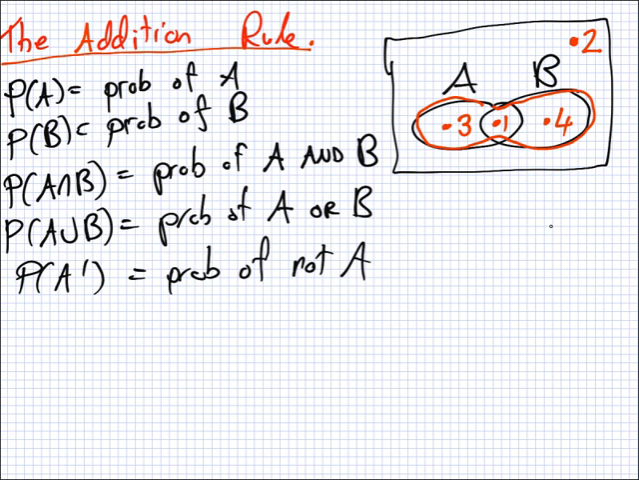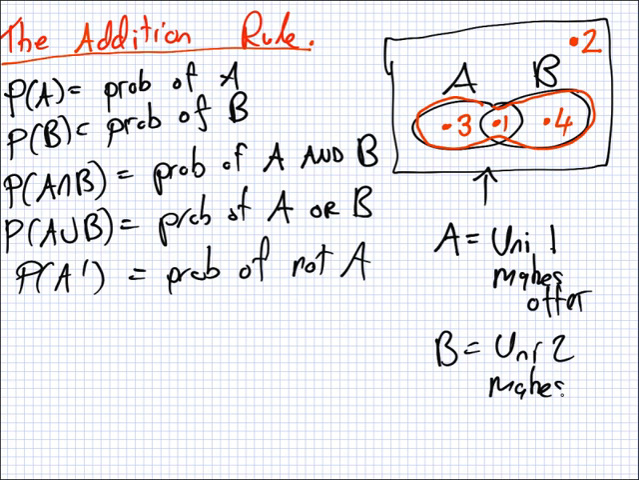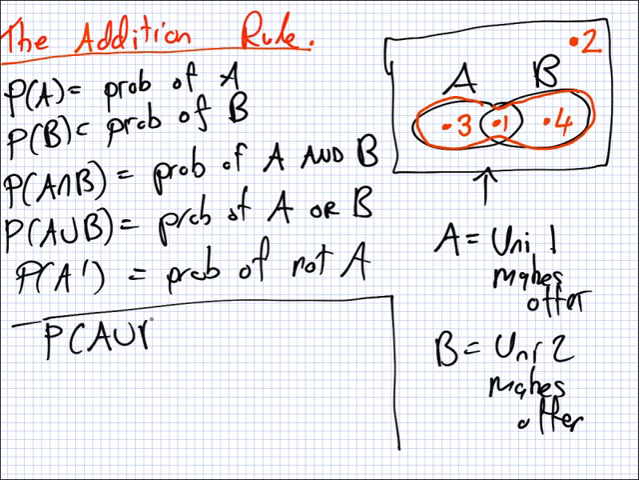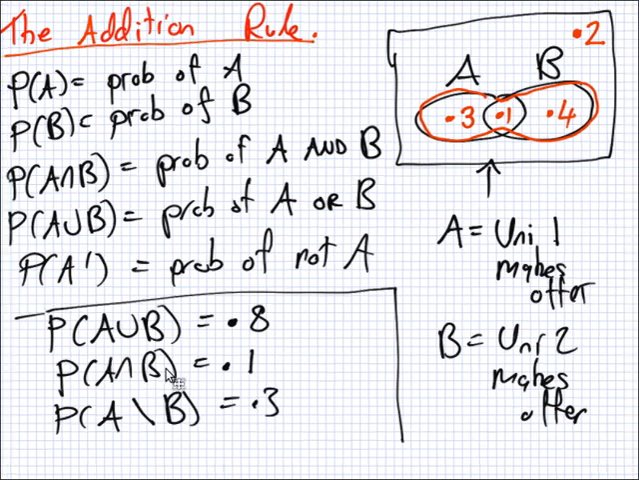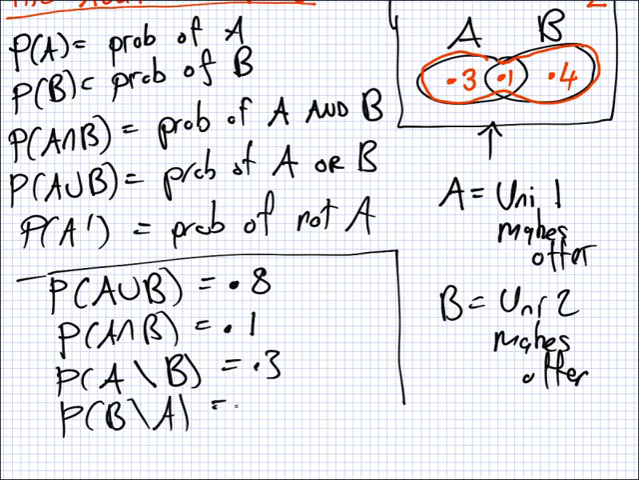Let's have a look at an example, and I'll write it down here. A represents university 1 makes an offer. B represents university 2 makes an offer. Let me just add in a couple of follow-up questions. Let me just write down what we have. A or B makes an offer, that is 0.8. Getting an offer from both, that's A intersect B, that represents 0.1. Getting an offer from A but not B, that's 0.3. Getting an offer from B but not A, 0.4.